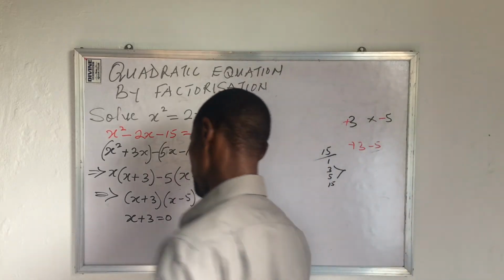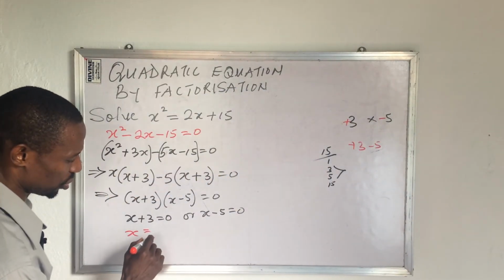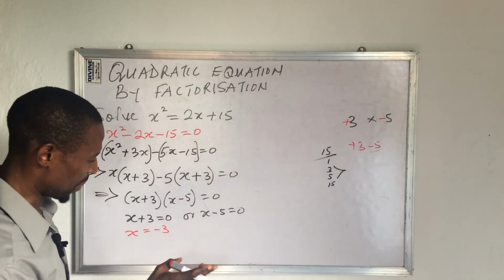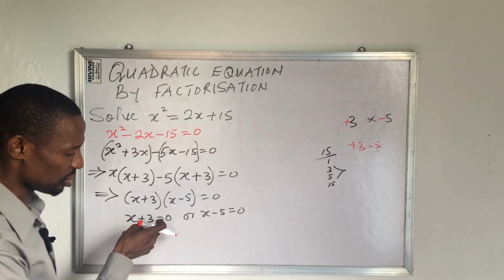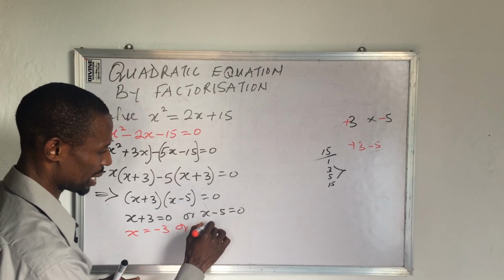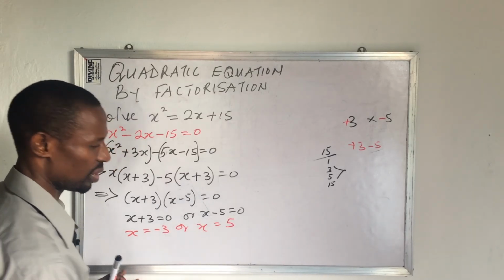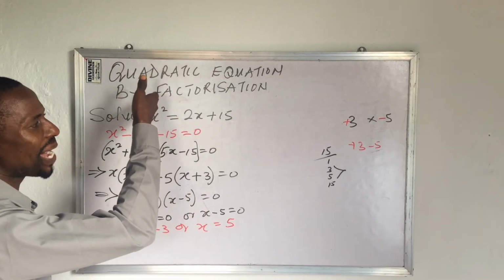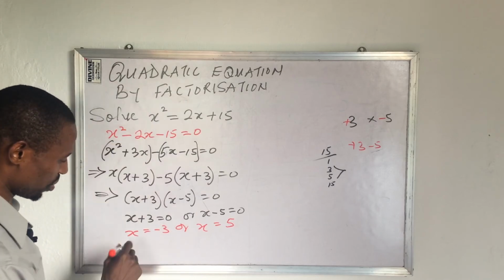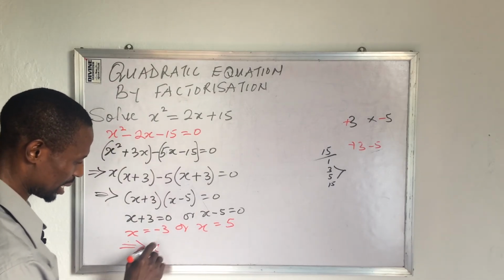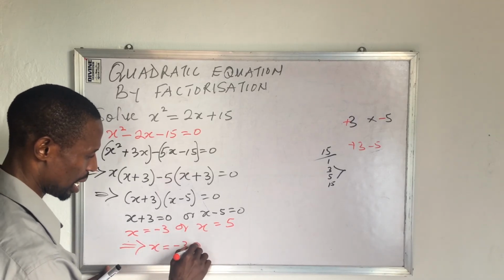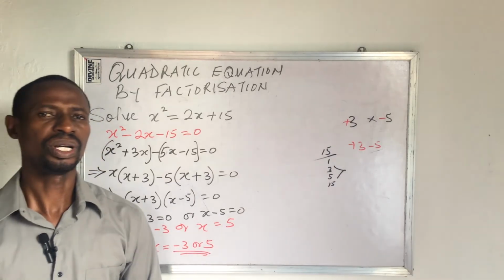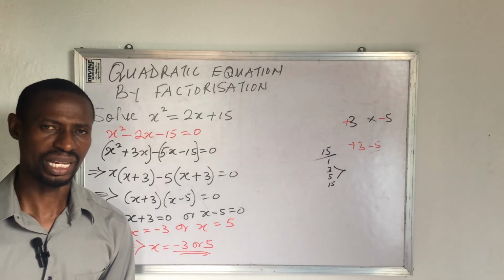Hence, the first one is going to give us x is equal to minus 3. Minus crosses the sign of equality, it turns to plus; plus crosses the sign of equality, it turns to minus. There we have here x equal to plus 5. So the two numbers that are the solutions of the equation are x equal to minus 3 or 5. These are the two solutions to this quadratic equation using the factorization method.